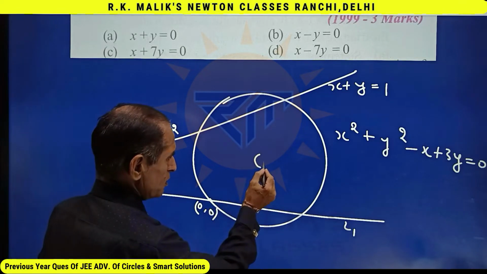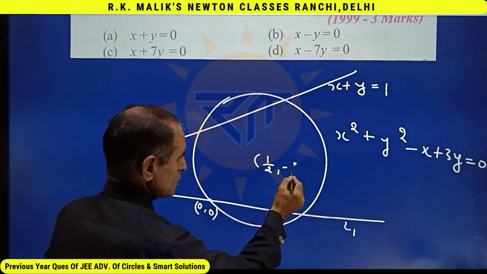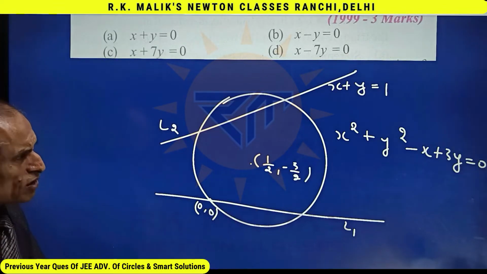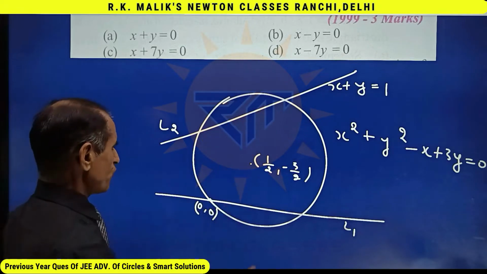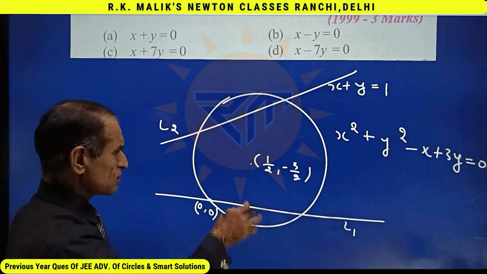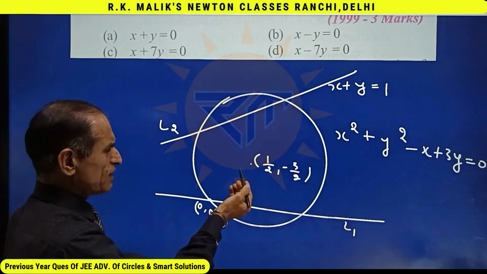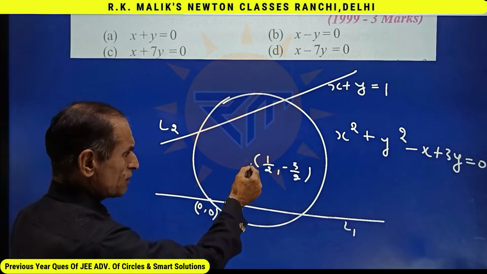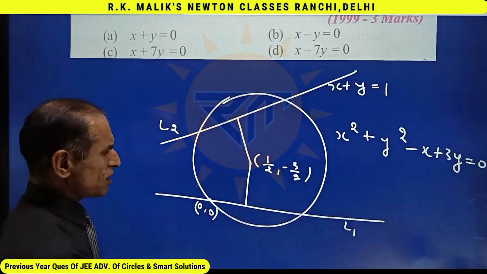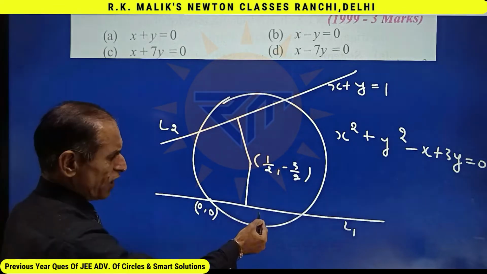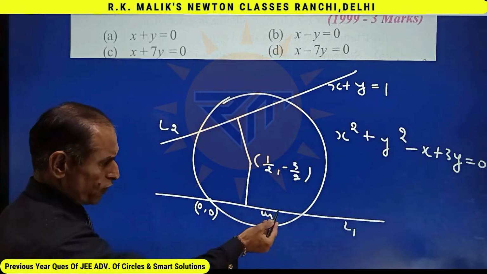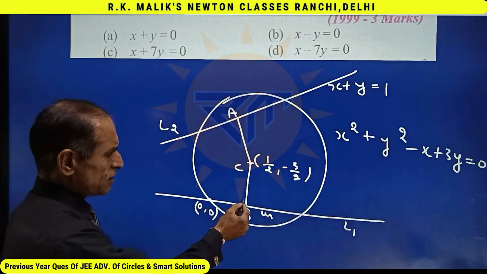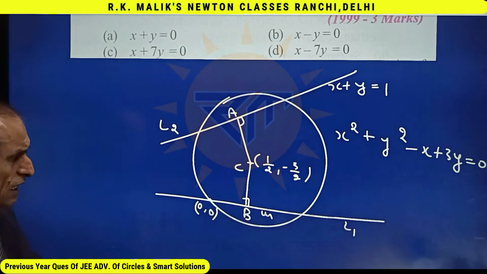Clearly the center of this circle is 1 by 2 comma minus 3 by 2. Actually it is not required to find the length of intercept and equate the lengths of intercept. It is not difficult to see that the lengths of intercept will be equal if the distances from center are equal. Means I find the value of m for this line so that the distances CA and CB are equal.